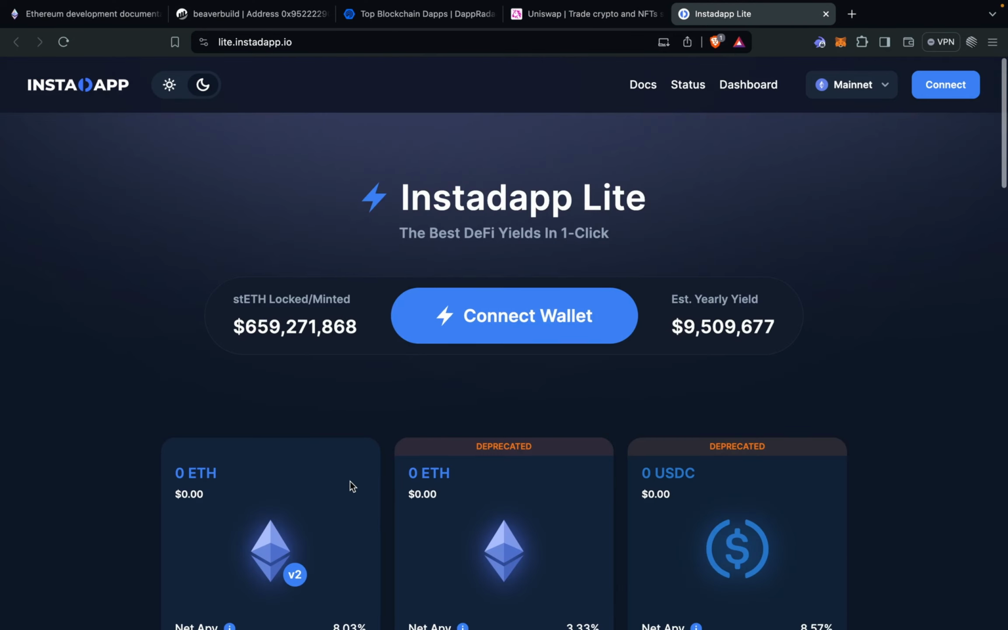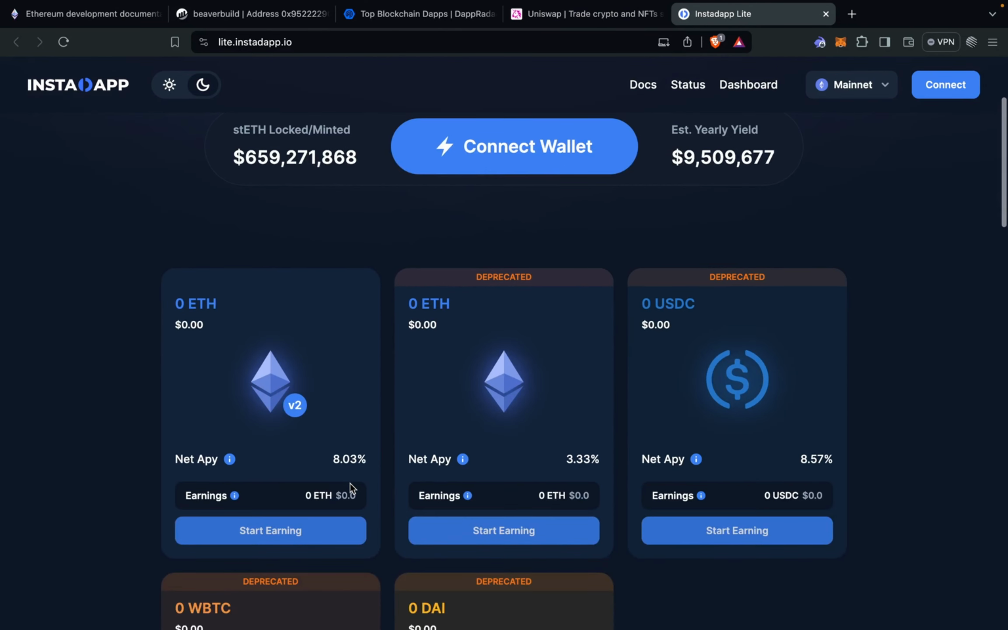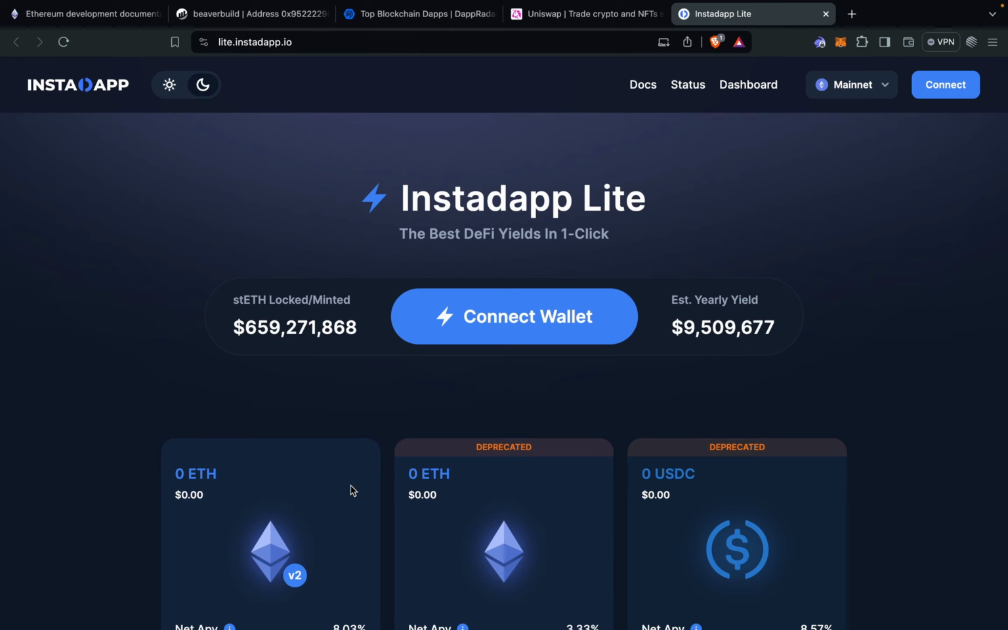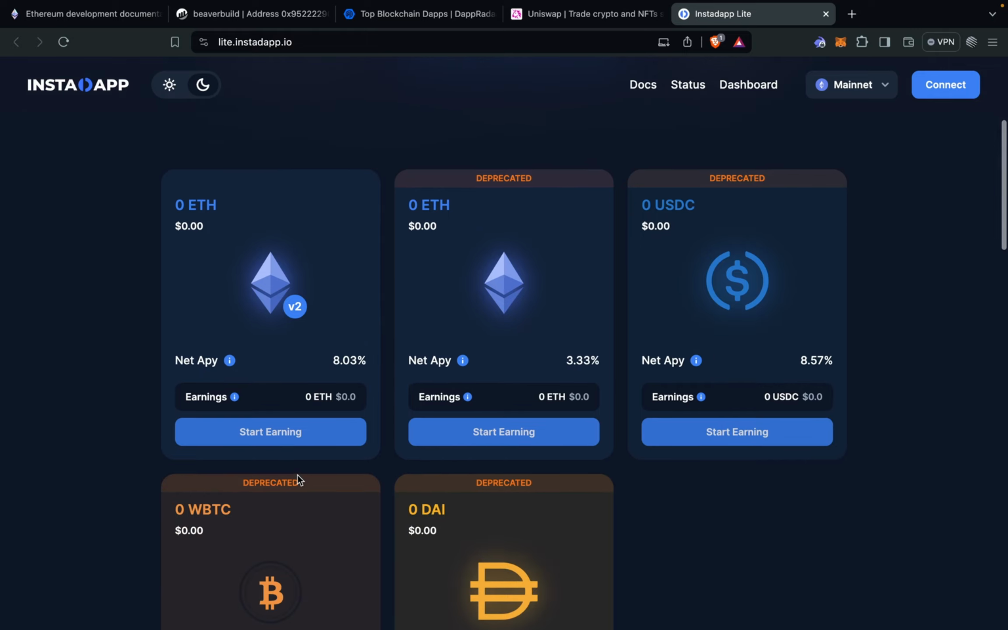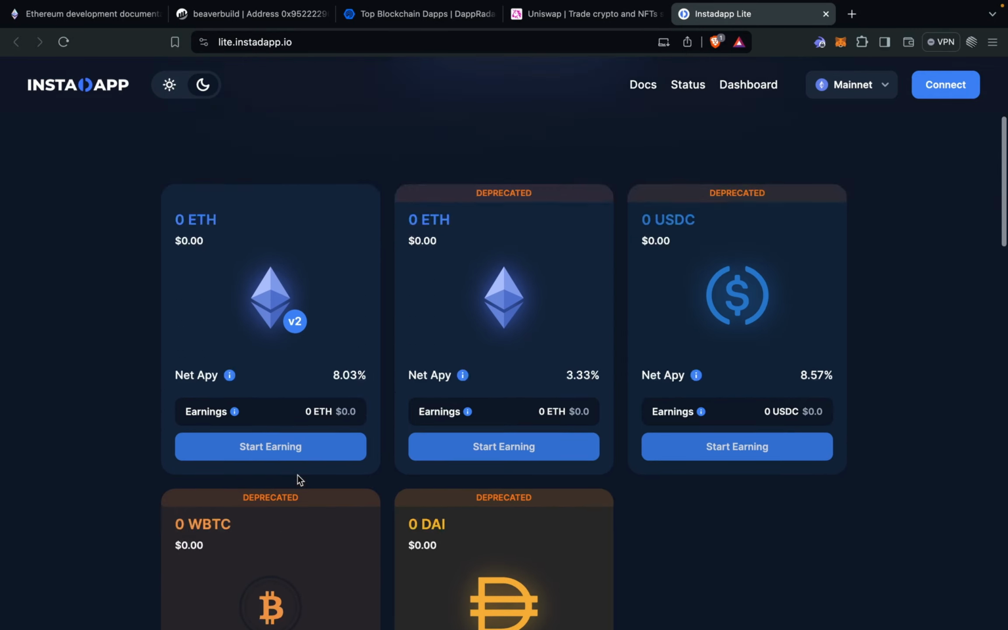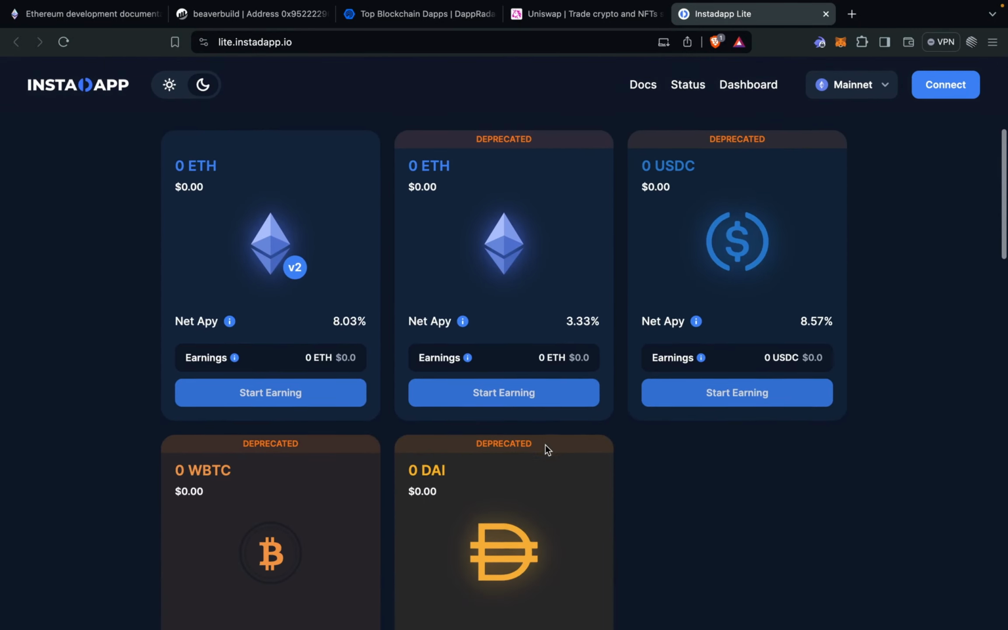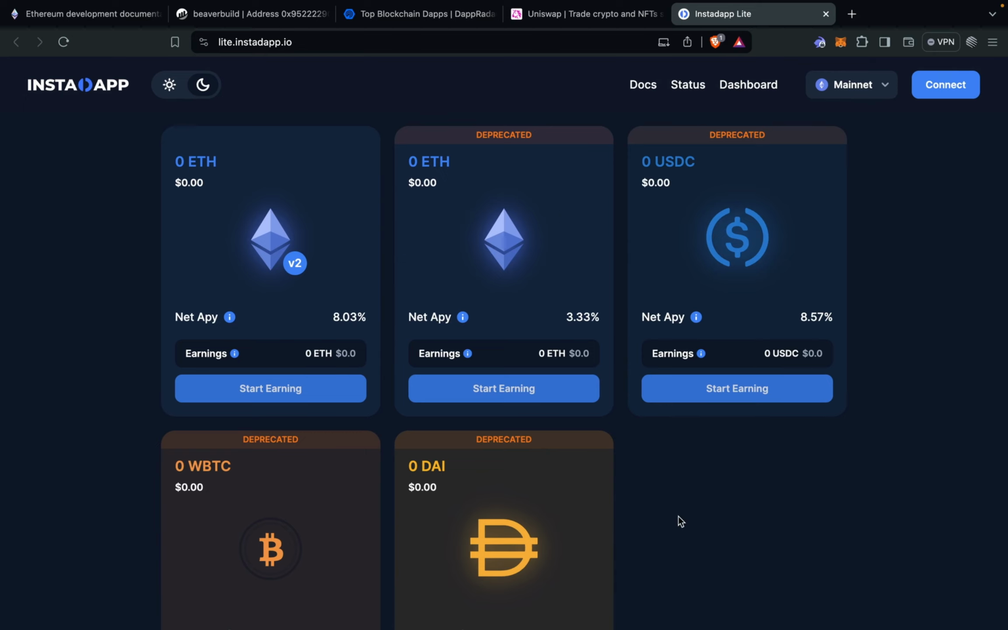Similarly, we have InstaDapp, which is a money management kind of platform where you can manage your portfolio and get the best DeFi yields. So it works on a similar principle: the UI is hosted here, and whenever you make a transaction on this UI, behind the scenes, the smart contract of InstaDapp is called on the Ethereum network.